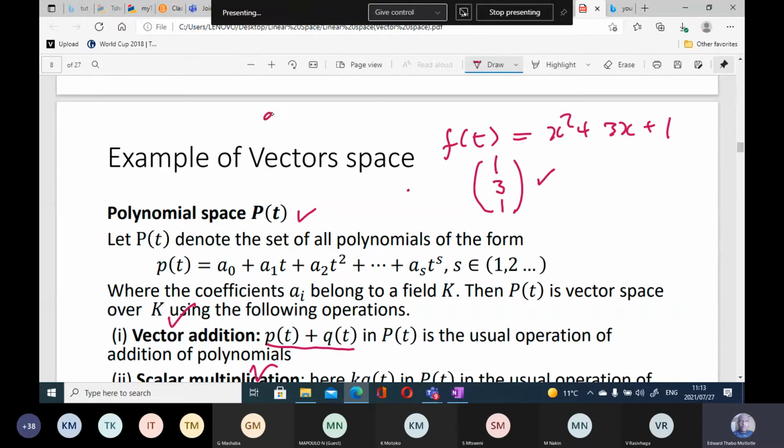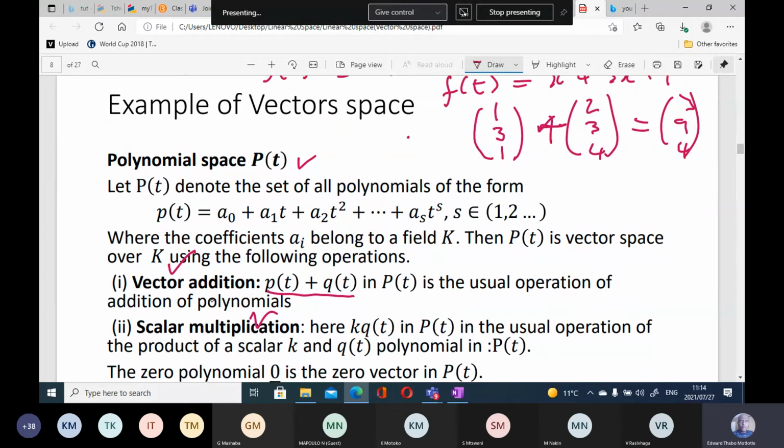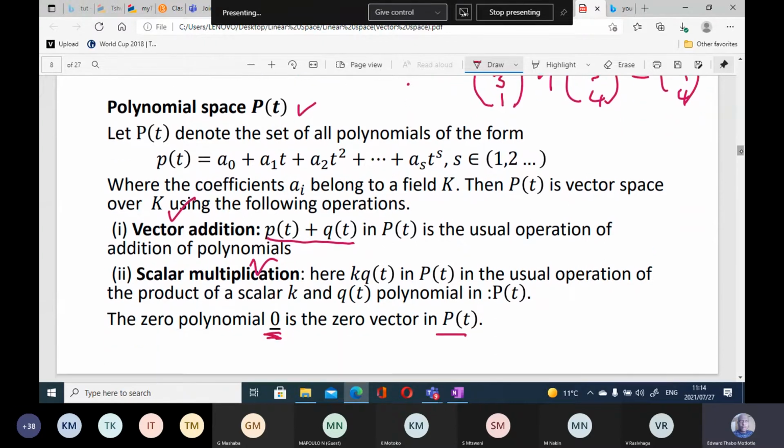Now, if we have g(t) equals 2x squared plus 3x plus 4. So to do the vector addition, you can clearly see that you can add these two. This will be 2, 3, and 4. So adding this, you can clearly see you get 3, 6, and 5. So we have done a vector addition, something like that. I'm just trying to highlight this. So you can do a vector addition, and it's the usual operation of addition of polynomials, okay? The way you add polynomials the normal way.